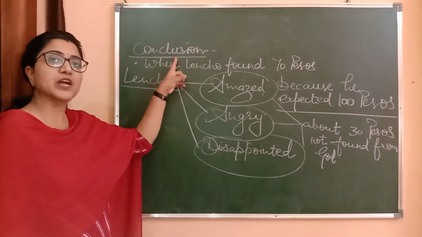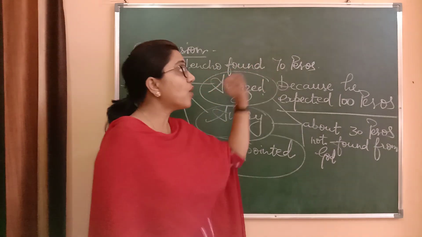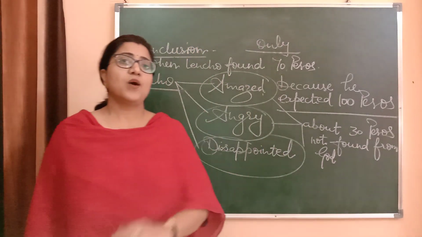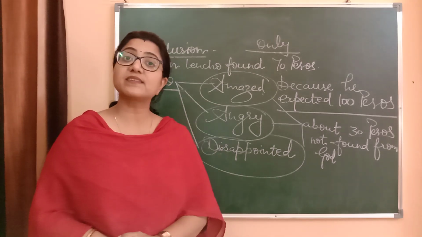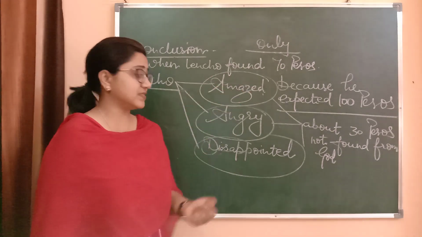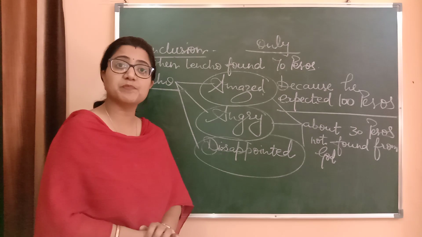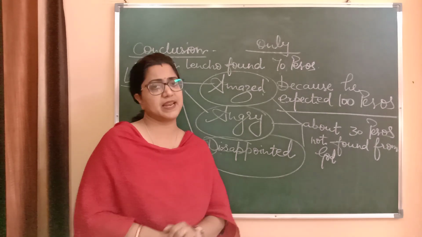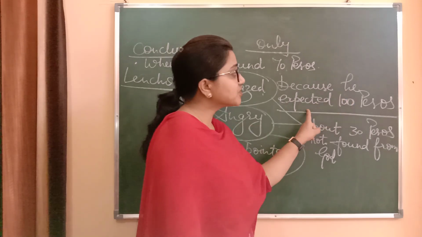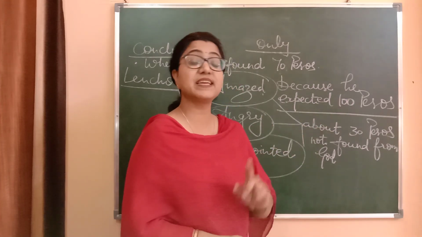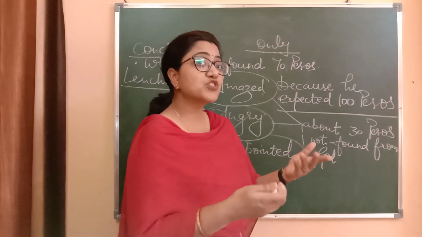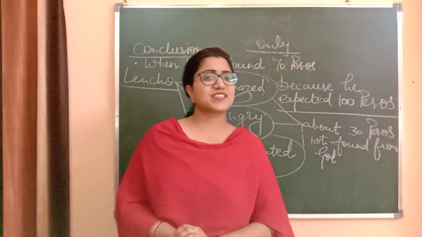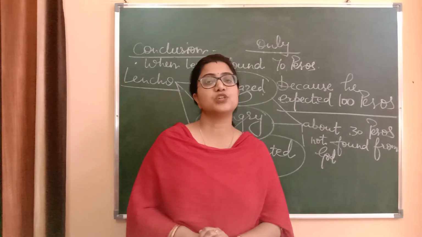Students, now the part of conclusion. When Lencho found only 70 pesos, okay, what were the feelings of Lencho? How did he react? You can see here, he was amazed, he was angry, he was disappointed. Means all these panic feelings were shattered in his mind, because he expected 100 pesos. He demanded 100 pesos in his letter. But the rest of the amount, about 30 pesos, was not found from God. And he couldn't believe that God could do this.